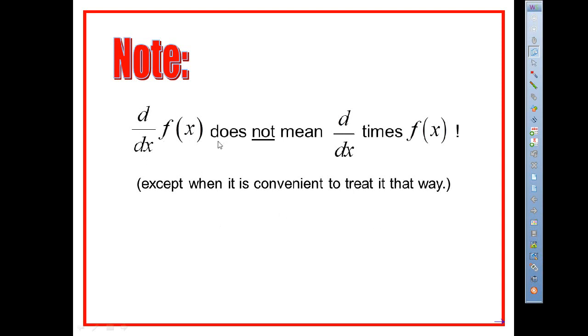And d/dx of f of x does not mean d/dx times f of x. That's an operation, remember. It's something that you're doing. It's more of a function than it is an operation or a number.